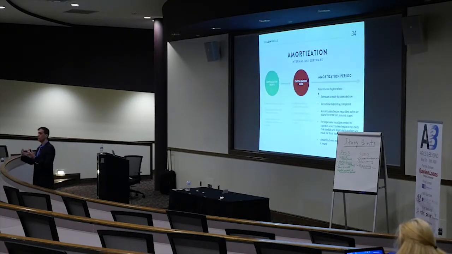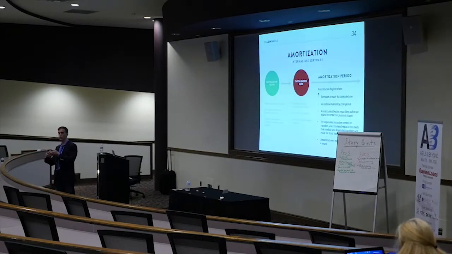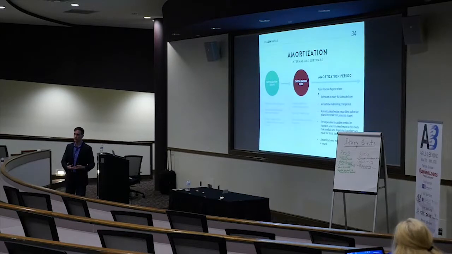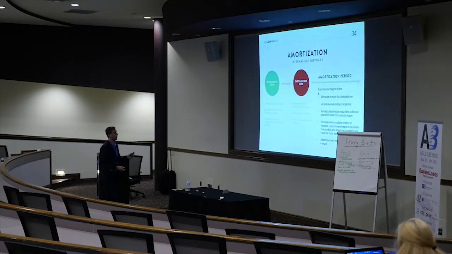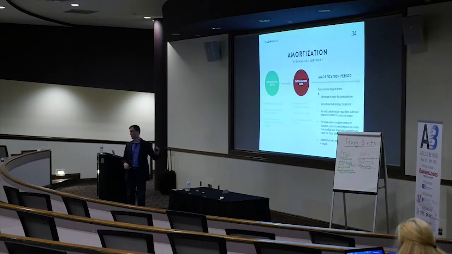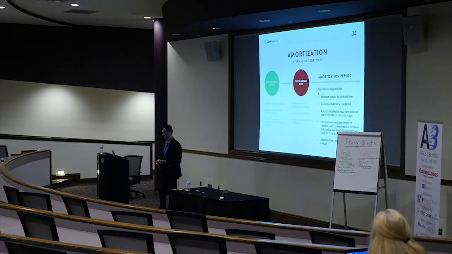Now, if you have 2 modules that are dependent on each other, that work together, you can wait until both are able to work, and then you can amortize those together. All right. Now, within internal use, what they use is called the straight line methodology, which means you figure out how long the software is going to last, and then you take an equal amount over this period of time. So if it's a 4-year life, you're going to do it over 48 months. Every month you take 1/48 of the cost.